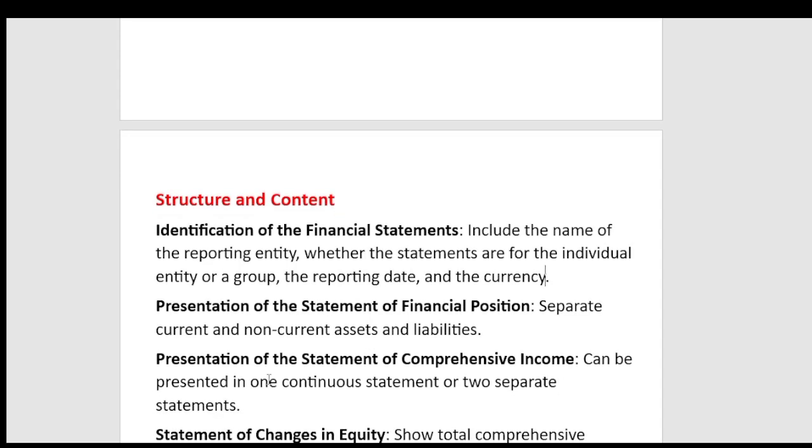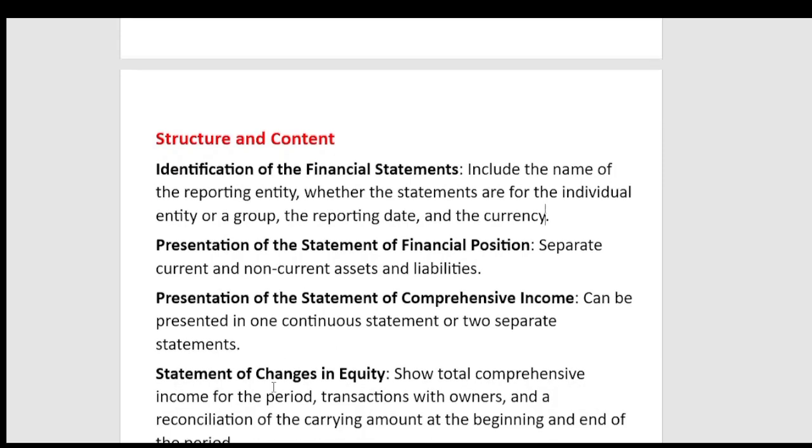Now, presentation of the statement of comprehensive income can be presented in one continuous statement or two separate statements. It can be presented in one or two. I will show you a format that fits in with this. Okay, that is what we are saying. And all these things must be on a separate sheet. I will explain in detail while showing you the format.